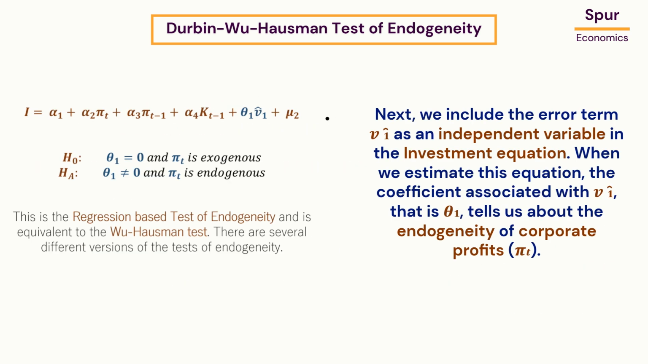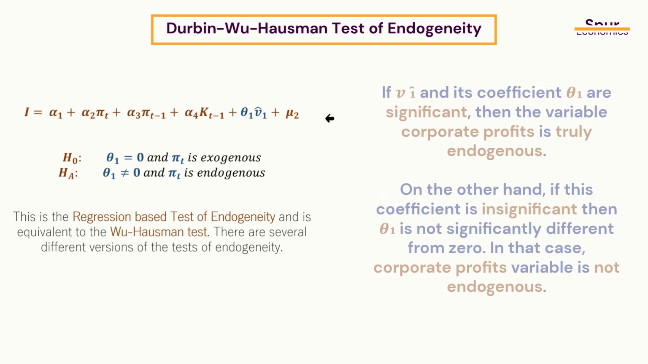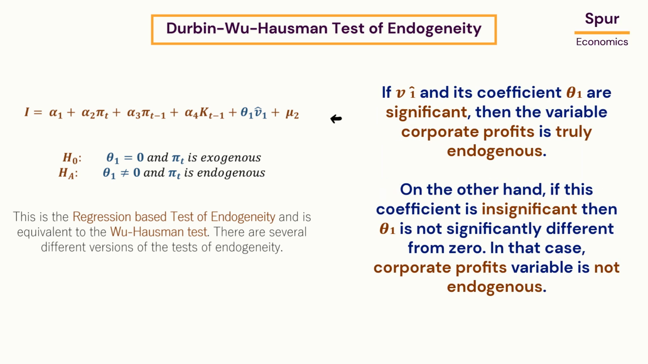Next, we include the error term V1 cap as an independent variable in the investment equation. When we estimate this equation, the coefficient associated with V1 cap, that is, theta1, tells us about the endogeneity of corporate profits. If V1 cap and its coefficient theta1 are significant, then the variable corporate profits is truly endogenous. On the other hand, if this coefficient is insignificant, then theta1 is not significantly different from 0. In that case, corporate profits variable is not endogenous.